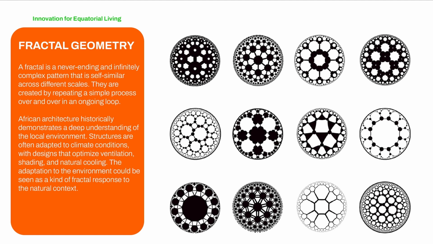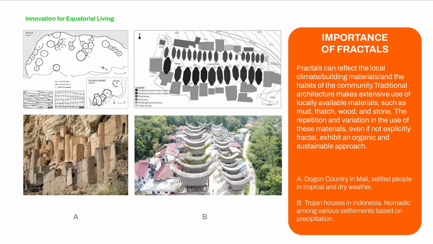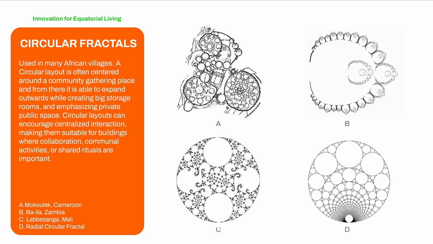So it was very important to use fractals as part of the community design because fractals can reflect the local climate, building materials, and also the habits of the community. There are two kinds of fractals that I've just mentioned. The first one is called circular fractals. It was usually used in many African villages.